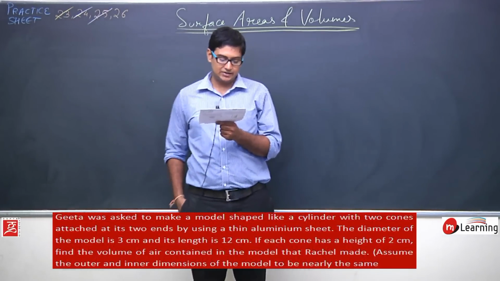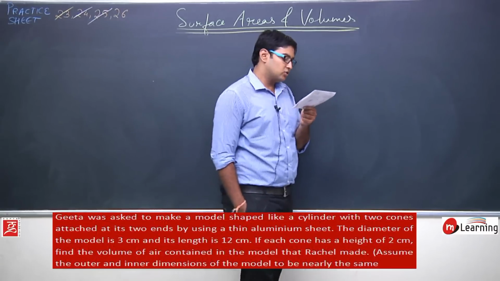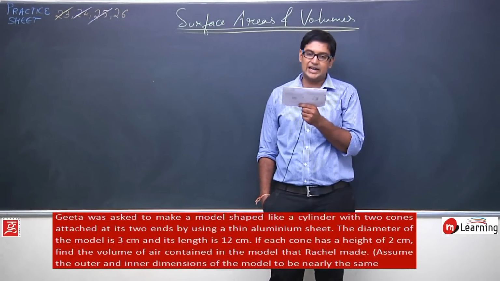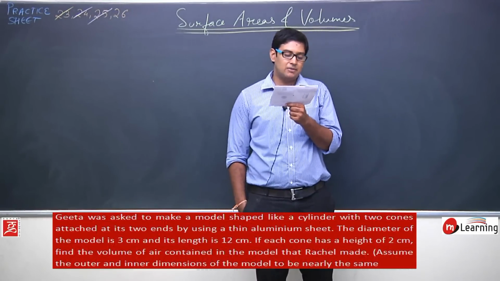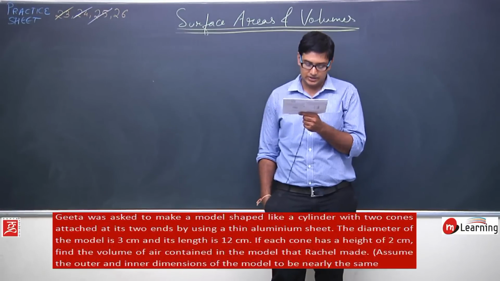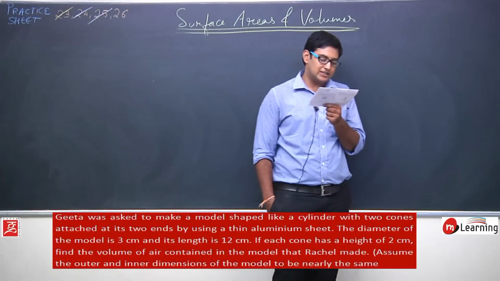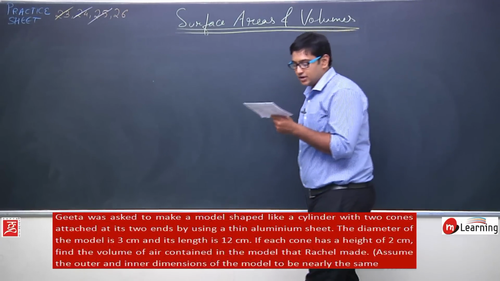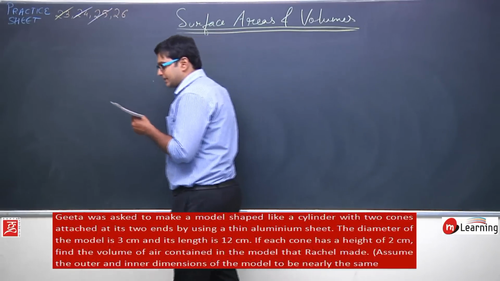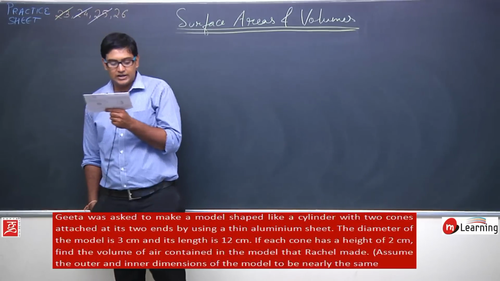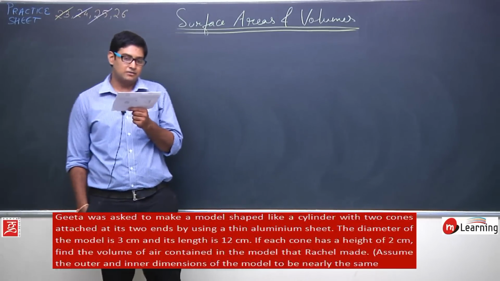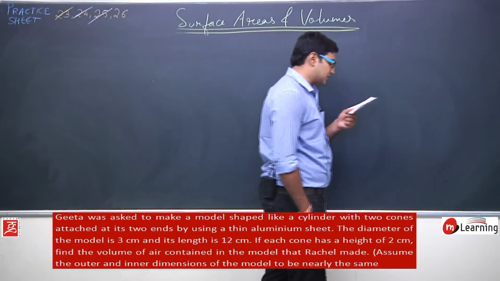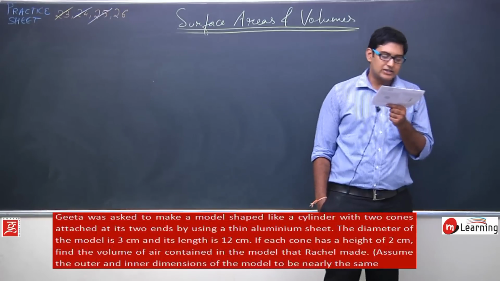Question number 26 is, Geeta was asked to make a model shaped like a cylinder with two cones attached at its two ends by using a thin aluminium sheet. The diameter of the model is 3 centimeters and its length is 12 centimeters. If each cone has a height of 2 centimeters, find the volume of air contained in the model that Geeta made. Assume the outer and the inner dimensions of the model to be nearly the same.